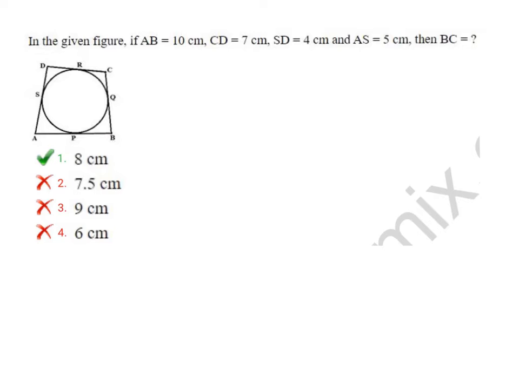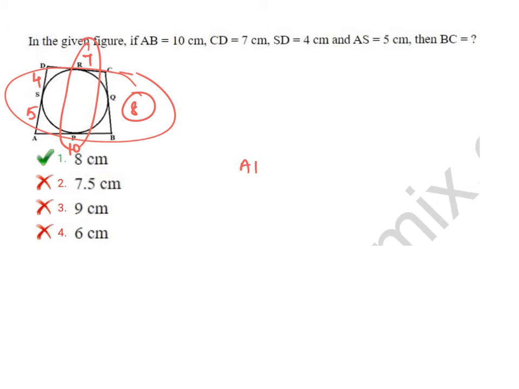Now, in the given figure, AB is equal to 10, CD is 7, SD is 4, AS is 5. We know when a circle touches all the sides of a quadrilateral, the sums of opposite sides are equal. So, this sum is 17, therefore the opposite side sum is also 17. Already it is 9, so it must be 8. So, BC is equal to 8. All we need to do is sum of opposite sides are equal, that is AB plus CD is equal to AD plus BC. That's all you have to do.